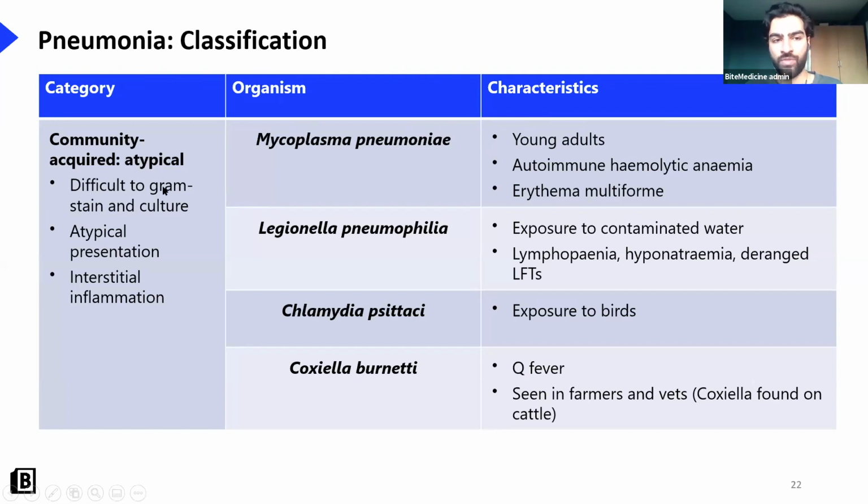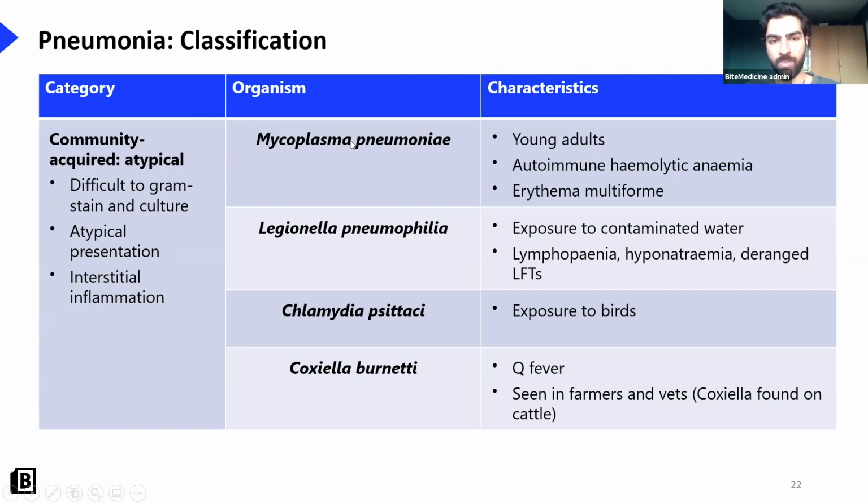The organisms are often difficult to grow and to gram stain. And remember in that diagram I showed you with the alveoli filling up with fluid and you getting that inflammation, well, in these atypical pneumonias, you tend to get interstitial inflammation. That's the interstitium gets inflamed, i.e., more of the connective tissue and the bits between the alveoli rather than the alveoli themselves. Although the alveoli will still be involved, of course, but you tend to get more of the interstitium being involved.